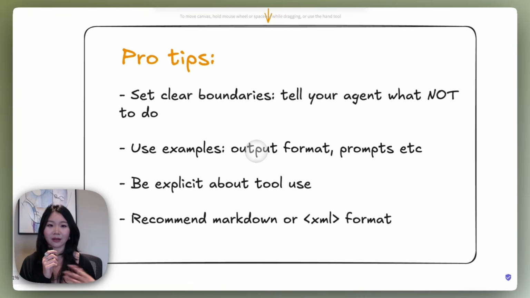Instead of telling it a lot of things about what it should do, sometimes telling your agent what it should not do also helps. The second thing is about using some examples to show your agent what the output format should look like, what prompt it should run, etc. And third is about being explicit about tool use, especially when your agent has multiple tool selections and a very complex project to solve. And regarding the format, usually Markdown or XML works better for agent prompting.